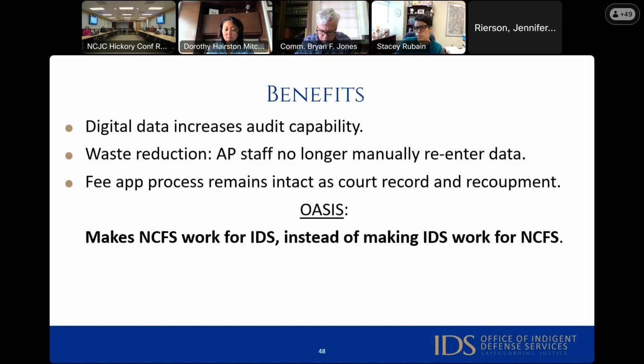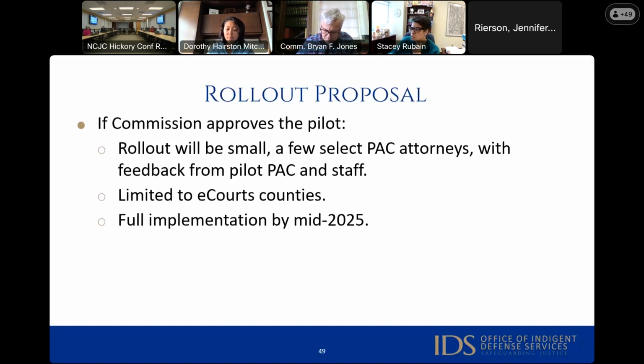So the bottom line here is that OASIS makes NCFS work for IDS instead of making IDS work for NCFS. What that means is this new state accounting system has slowed us down tremendously. This will make the benefits of that system available to us and make it something that helps us instead of hurting us. So this is the final slide.